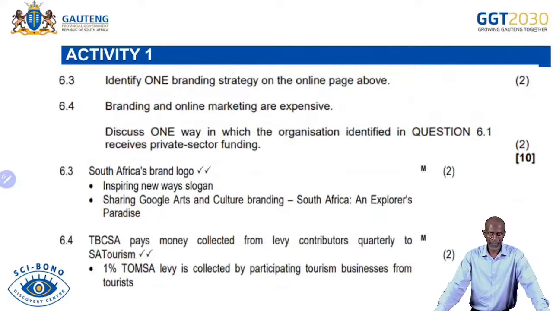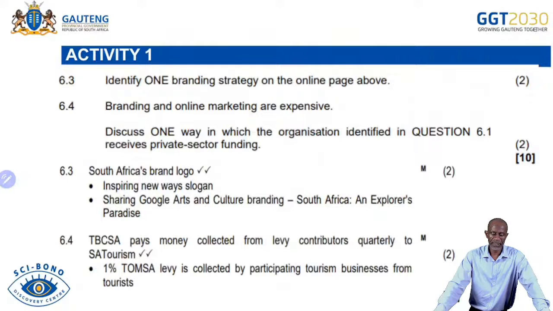So South Africa's brand logo is one of the marketing strategies. Inspiring New Ways is one other marketing strategy. Sharing Google Arts and Culture, branding South Africa as Explorers Paradise. So all these are efforts to market South Africa as a destination of choice that you may simply identify from the extract previously displayed for us to go through.